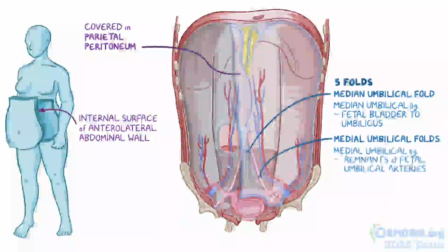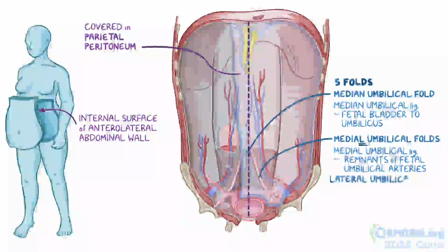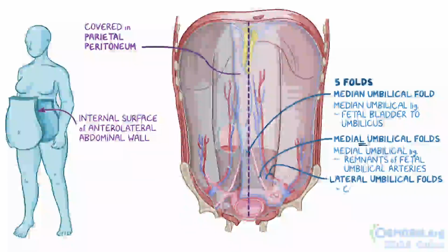To remember the median from the medial umbilical folds, think that median means in the middle, so it's the one on the midline. Also, the word medial has an L in it, which should prompt you to remember that it is lateral to the median fold. Moving even further laterally on each side, we come to the last pair of umbilical folds, known as the lateral umbilical folds. These lateral folds are the only ones that don't cover an embryologic remnant, and instead cover the inferior epigastric arteries.